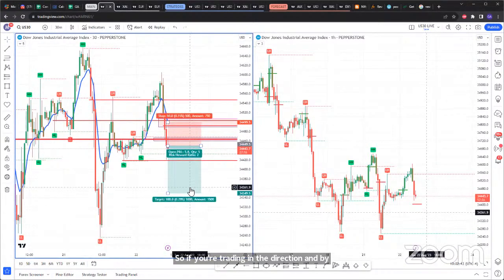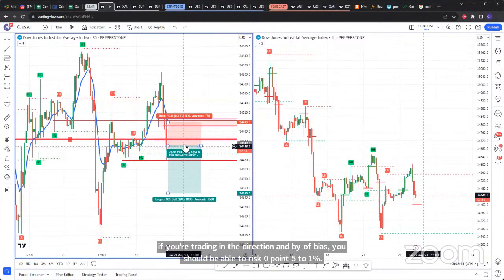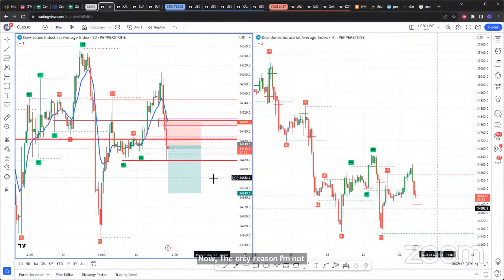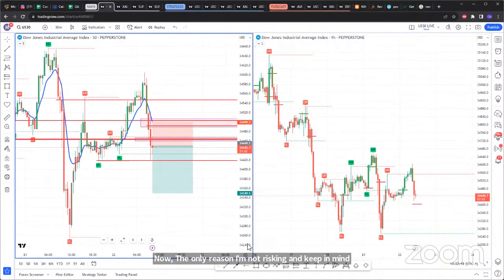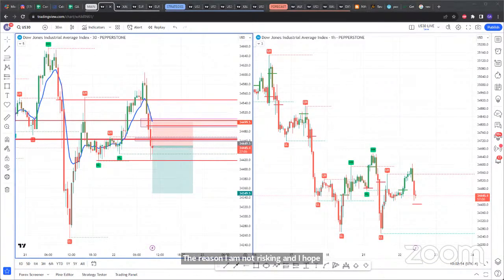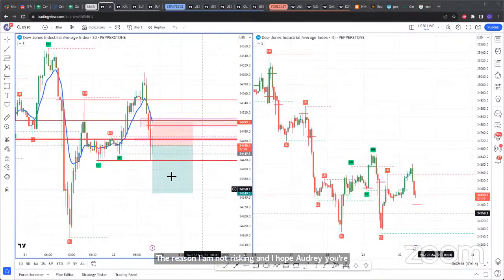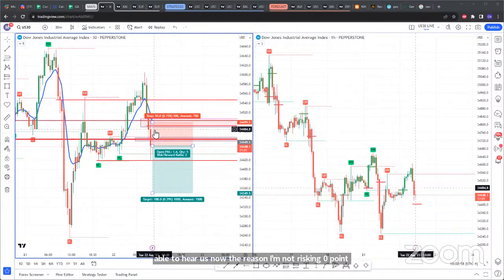Now, the only reason I'm not risking, and keep in mind for these trades, you want them to be 1:2. The reason I am not risking, and I hope Audrey, you're able to hear us now. The reason I'm not risking 0.5% is because look at the distance, right?